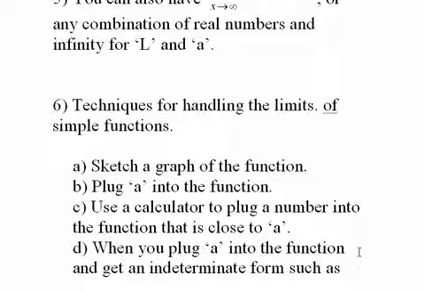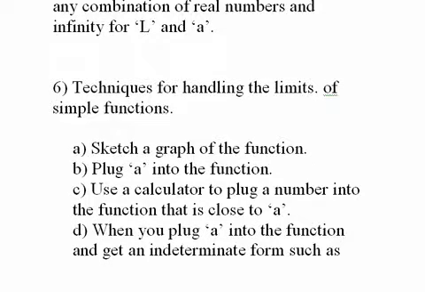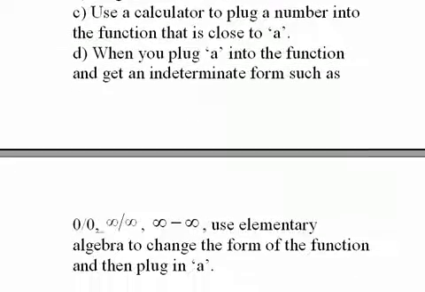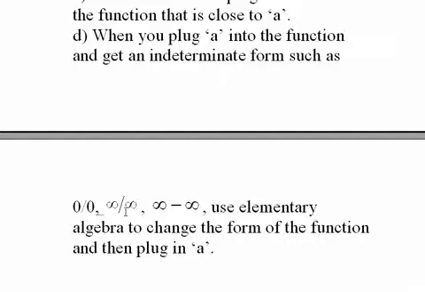When you plug a into the function and get an indeterminate form, such as, well, what's an indeterminate form? You plug a in and you get an indeterminate form, 0 over 0 or infinity over infinity or infinity minus infinity. Use elementary algebra to change the form of the function and then try plugging into a. And the next 4 limit movies that you can watch will give examples of some of these.